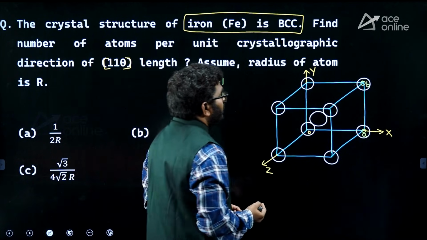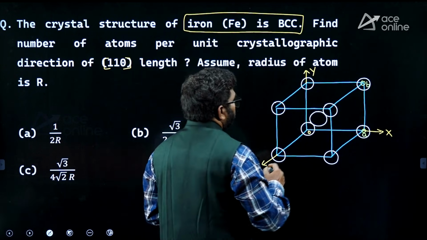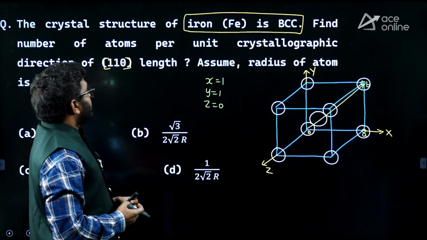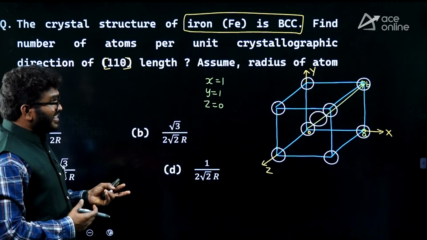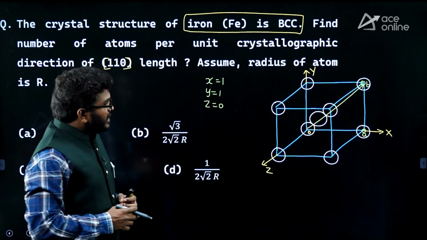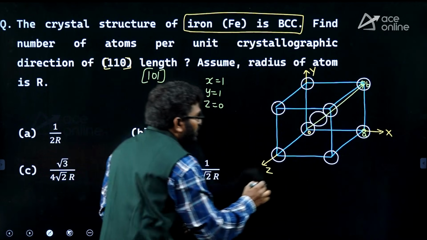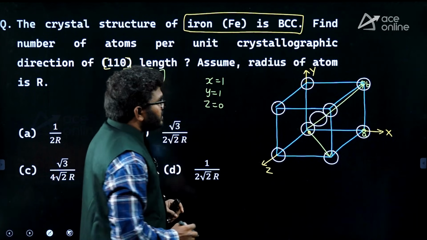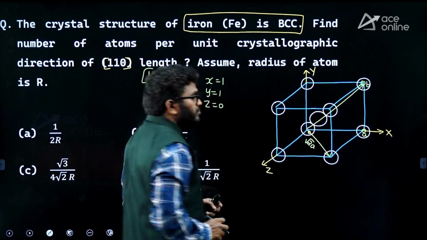So draw a line from origin to the end point. Like this. They are asking 110. So what does this 110 represent? It is a face diagonal, the XY face diagonal. In case of the XY face diagonal, otherwise you can take 101, same answer you will get. So 101 if I take, this is the direction. What is the length of this direction? Its side length is A. If I take this face diagonal, the length is root 2A.